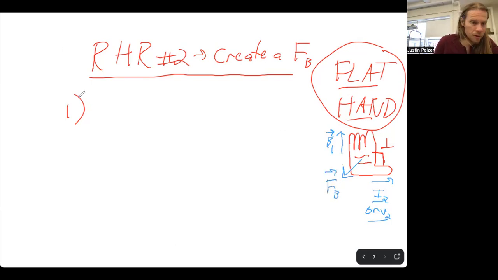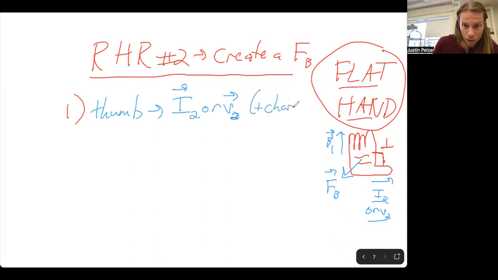So here's how you do it, right? Step 1, flat hand, thumb in the direction of I2 or V2, depending on if you're dealing with a velocity or a current. Same thing, it's just flow of charge. And this is for positive charge, guys. That's the convention we're still dealing with.